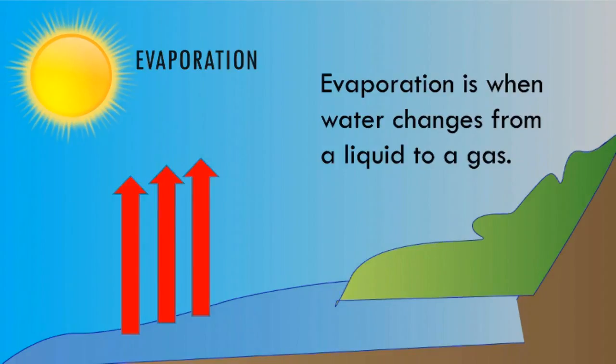Now let's talk about the different parts of the water cycle. We are going to discuss evaporation first. Evaporation is when the water changes from a liquid to a gas. When water becomes heated, it starts to evaporate into water vapor. Therefore, when the sun shines on the Earth's water, whether it's an ocean, stream, or puddle, the water starts to evaporate into water vapor and rise into the air.